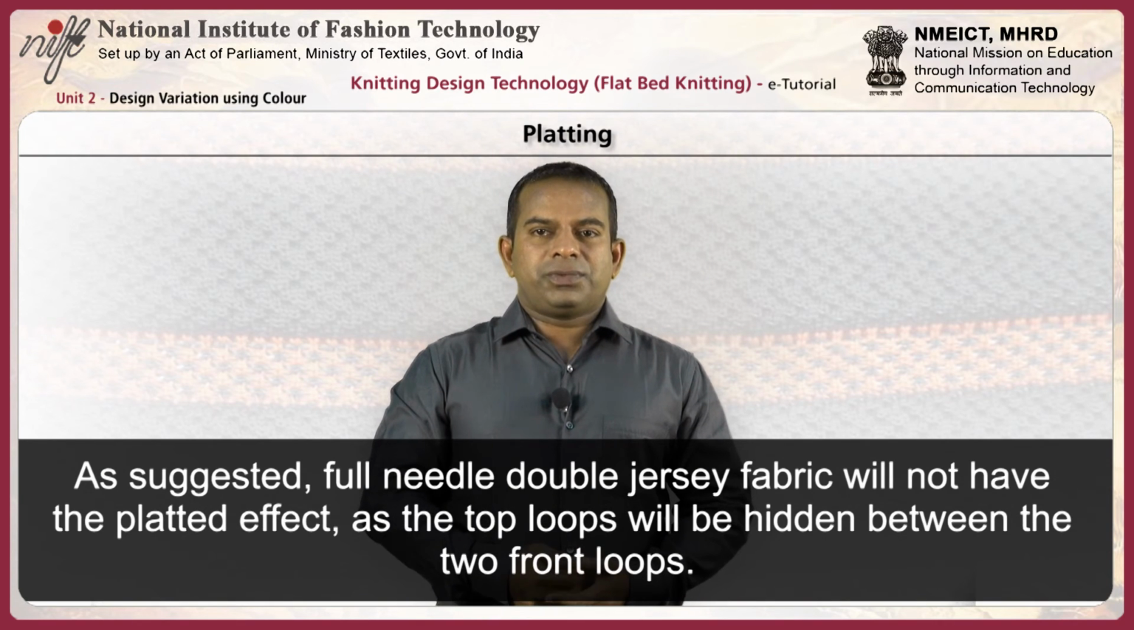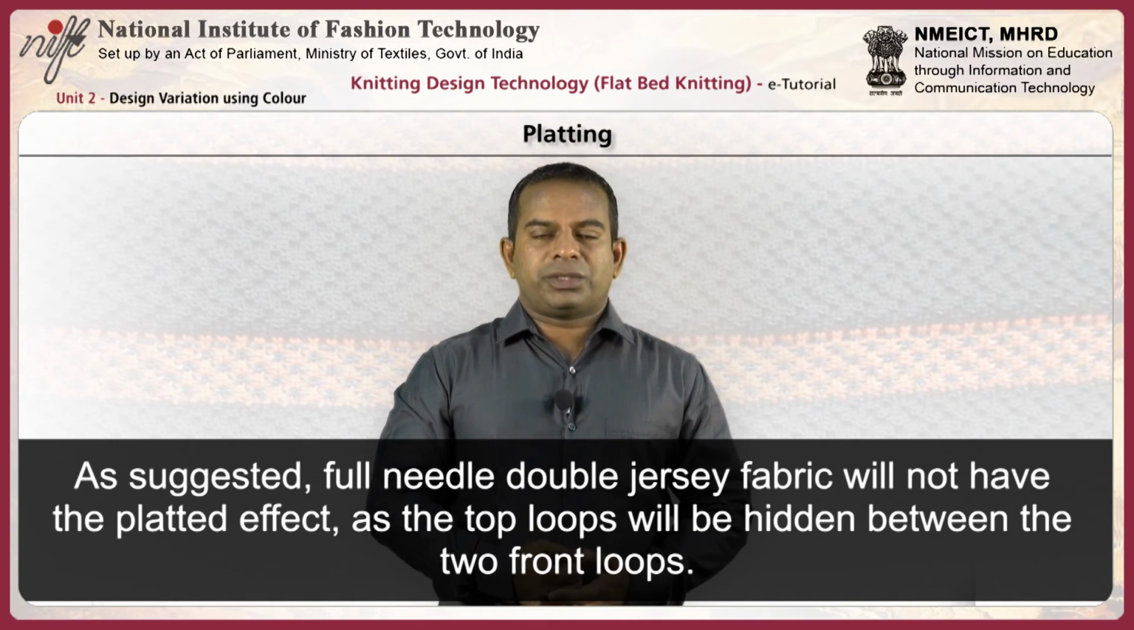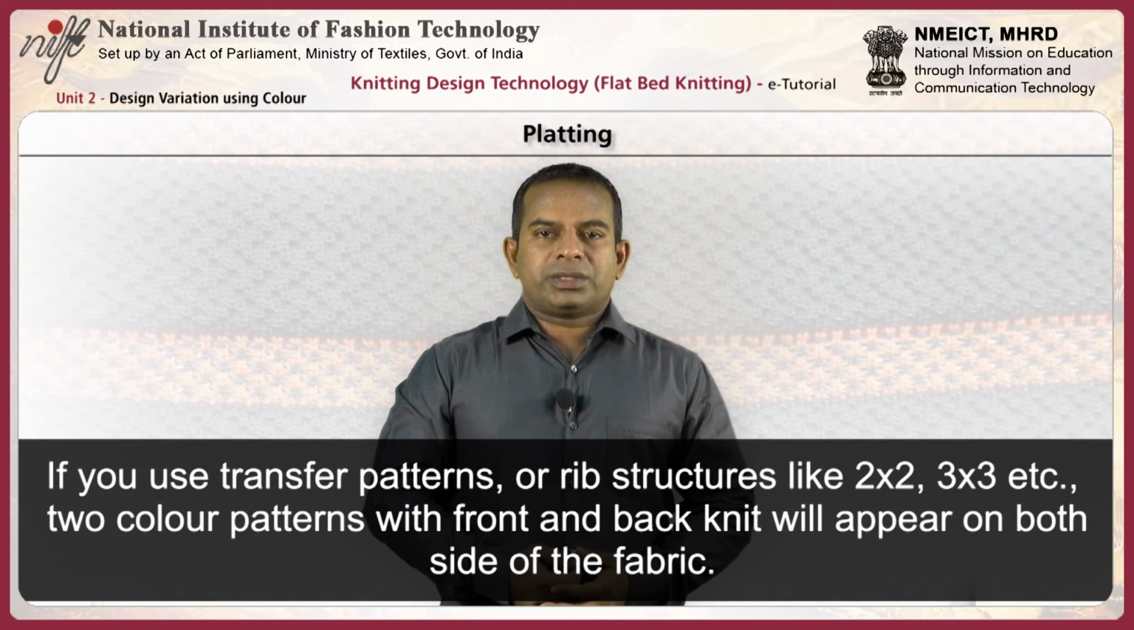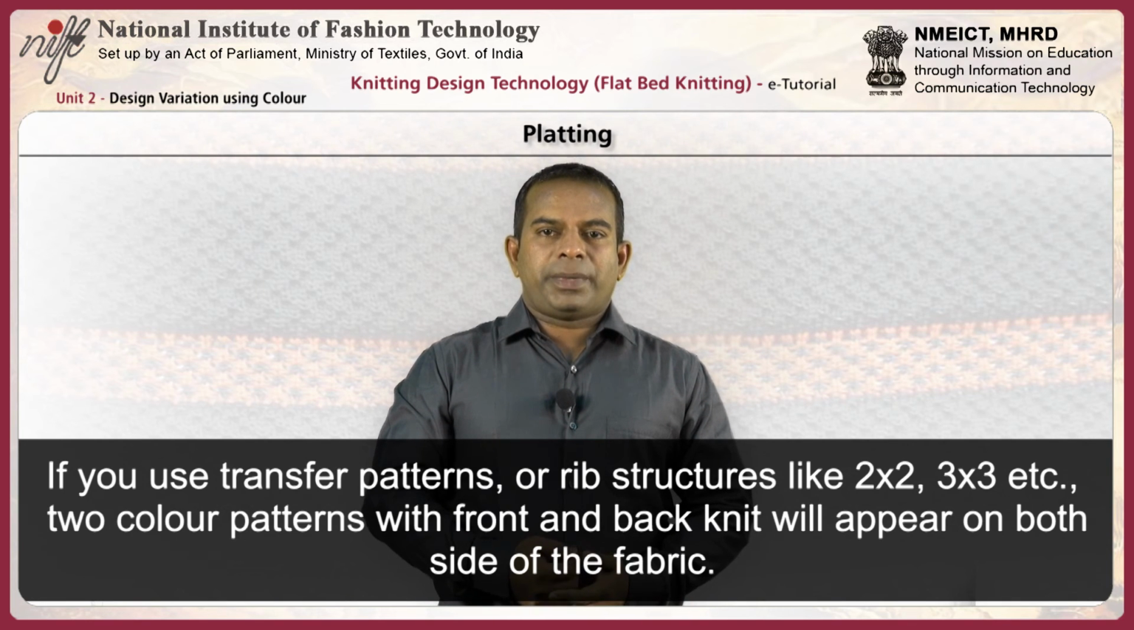As suggested, full needle double jersey fabric will not have the plaited effect, as the top loops from either side will be hidden between the two front stitches. If you use transfer patterns or rib structures like 2x2 or 3x3 etc., a two colored pattern with the front and back net will appear on both sides of the fabric.